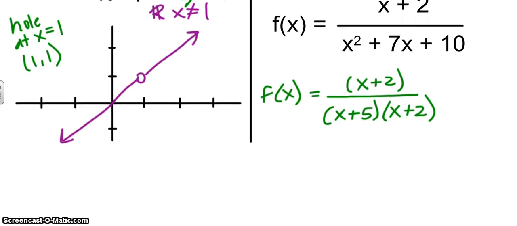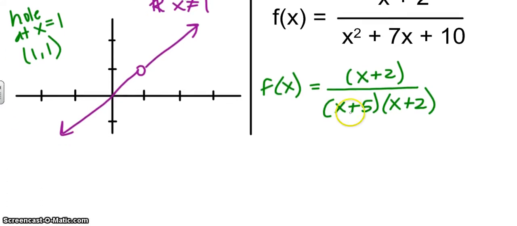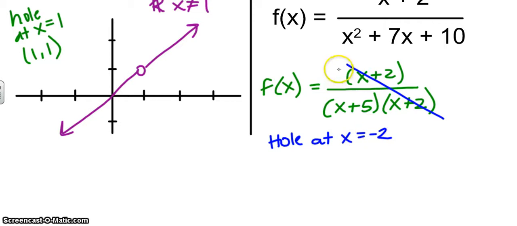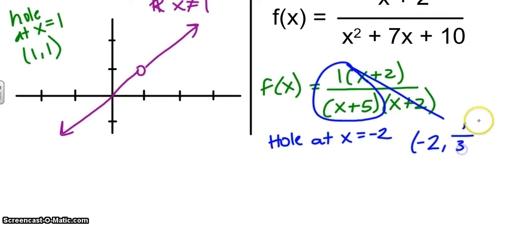Looking at this, we have two possible places for discontinuities, -5 and -2. One of these is going to be a hole, and the hole is going to happen at -2 because those can cancel out. So there's a hole at -2. When you cancel that out, this numerator is just 1. To find the value, I'm going to say (-2, ...). When I plug -2 into this simplified function, I get 1 over 3. Okay?